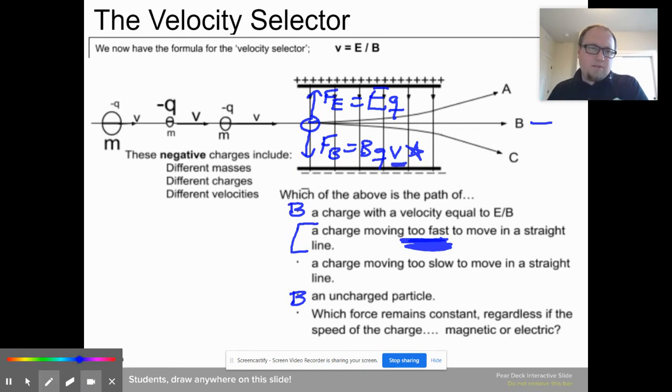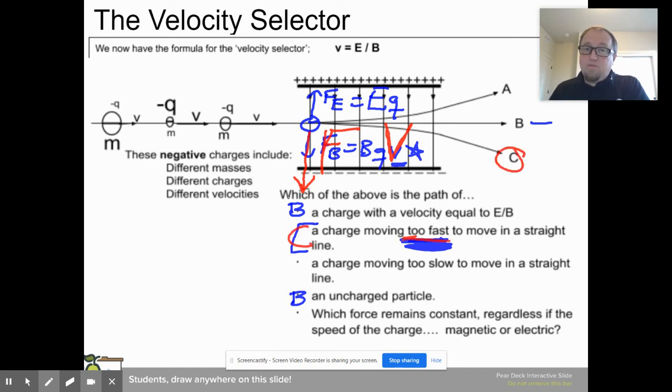Let's kind of highlight this. So if I were to make this velocity bigger, think about my equation, that'll make my force bigger. And if my force gets bigger, my arrow is going to get bigger. Well, which arrow has more of an impact? The downwards one. So it will go on path C. So if I'm going too fast, I will go down path C. Too slow? Pretty obvious. It's the opposite.